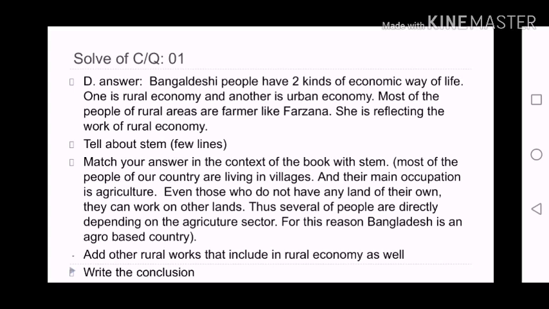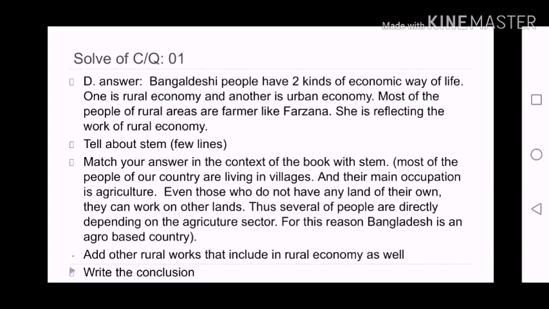And then you can add other rural works that are included in the rural economy as well. Like in our rural areas, people not only work in the agriculture sector, but there are also blacksmiths, potters, and people who have engaged themselves in other works as well. You can write that from your book and then you have to draw the conclusion.